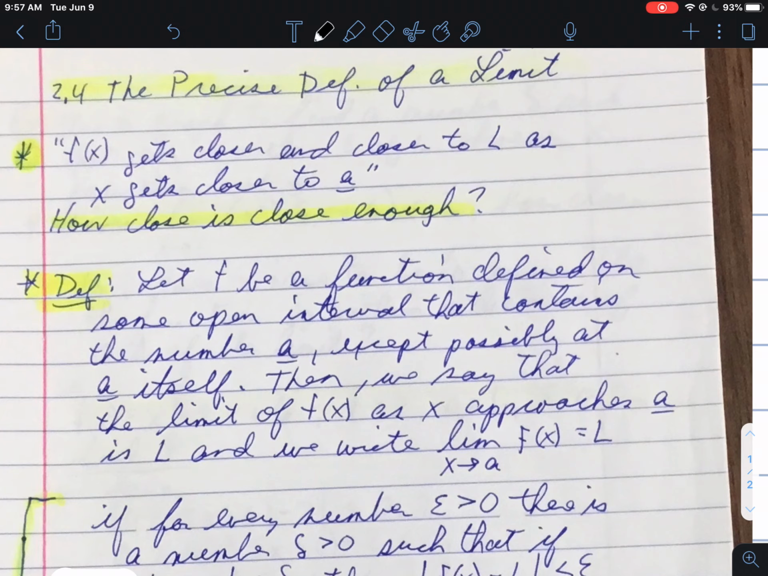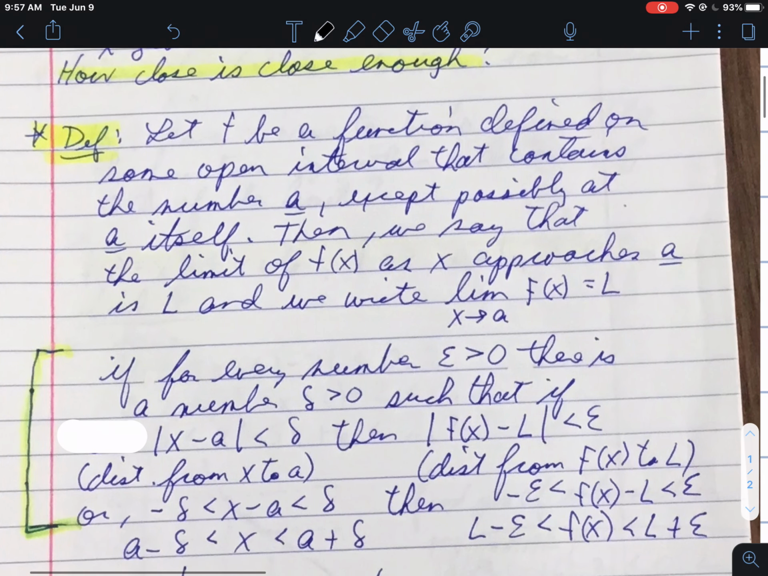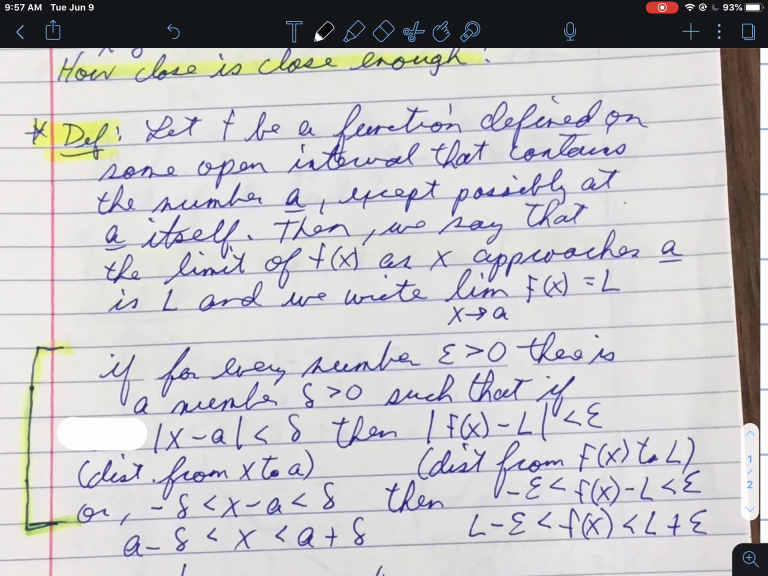So here's our definition for the limit. The first part of this is similar to what we've already said, just a little bit different notation and terminology. Let f be a function defined on some open interval that contains the number A, except possibly at A itself, because remember with limits as x approaches A, I don't care what happens at A. It doesn't have to be defined at A. A is irrelevant. It's all about what happens as we approach A. So we have a function defined on an interval that contains that number A.